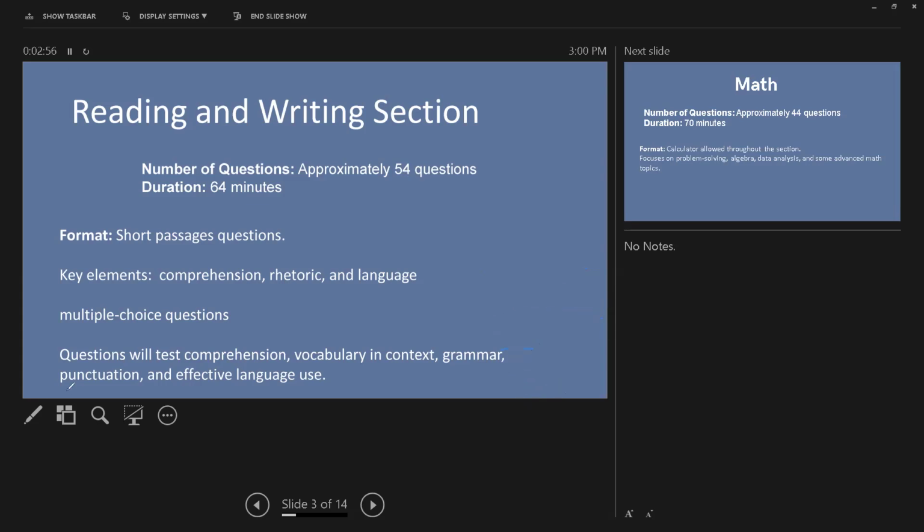What type of questions are there? The questions are based on vocabulary. There are some questions about vocabulary, and some questions about grammar. Mostly you will get questions about punctuation and effective language use. I'll show you some questions on the screen so you can see how the actual exam looks.